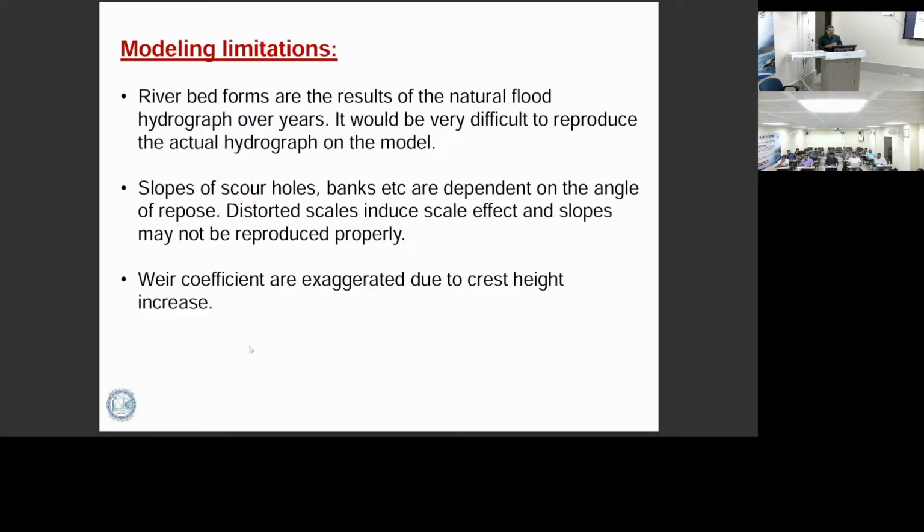Then the weir coefficient is affected due to crest height increase. In a small structure, the Cd value, the weir coefficient, which we generally call the coefficient of discharge, might not be properly reproduced in the physical model.